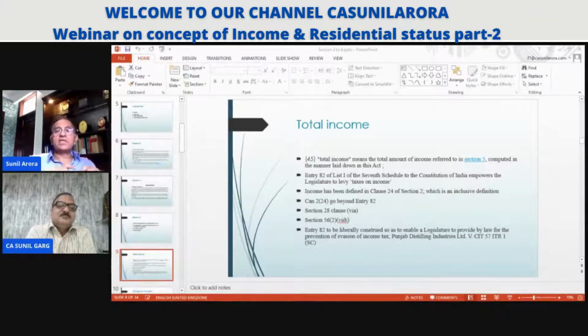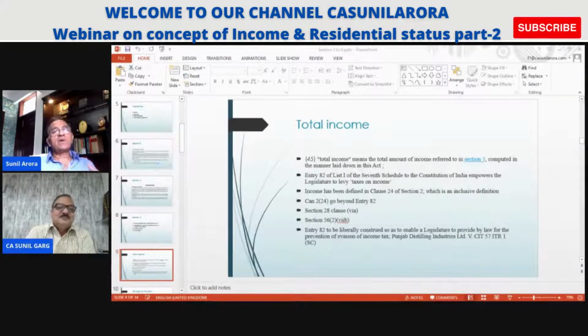Now, my question here is that we have made amendment to Income Tax Act, wherein we have said 28 clause 6A is taxable as income from business and profession. Correspondingly, an amendment has been made to 2(24) also. Now, my question is, how does this constitute an income, and how can this entry 82 provided in list 1 of the 7th schedule empower the central government to impose tax on this? Where is the income here in this particular case?